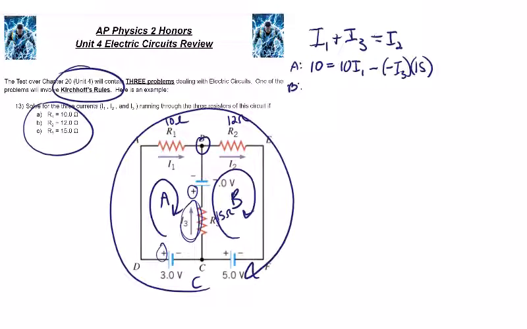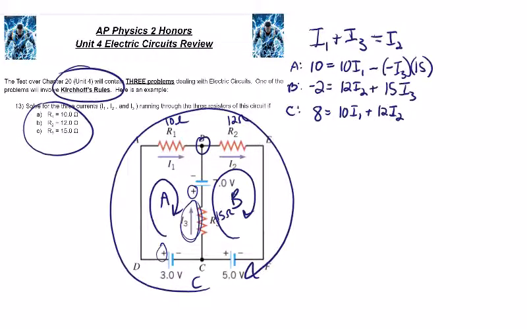That's going to be this loop over here. It's going to be 5 minus 7, so there's going to be a negative 2. And I've got 12 up here times my I2 plus, I'm going the correct way this time, so I've got 15 times an I3. And then C here is the big loop. I'm positive 3 and a positive 5, that's 8. And it's going to be my 10 times I1 plus my 12 times I2.